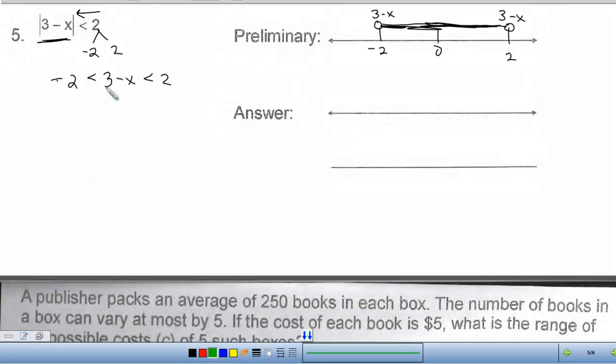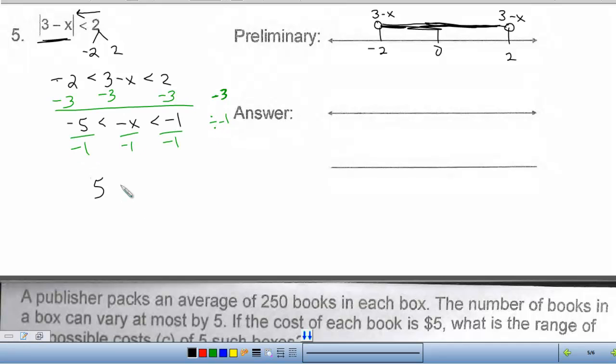First thing we want to do is subtract 3 from all three sides. We get negative 5 is less than negative x is less than negative 1. Now we want to divide by negative 1. 5 is greater than 1x is greater than 1, because remember, when we divide by a negative, we flip the inequality.